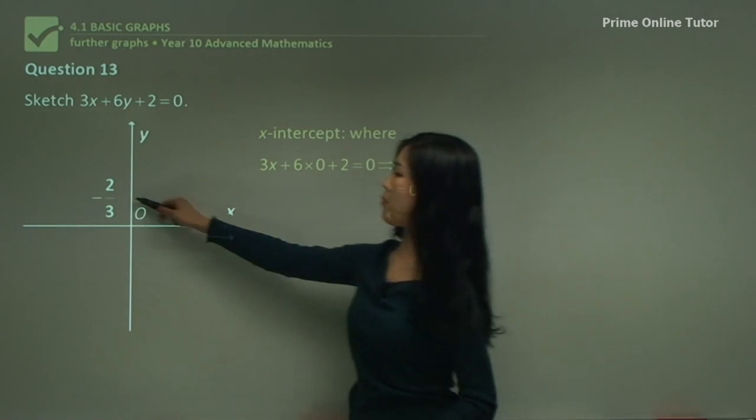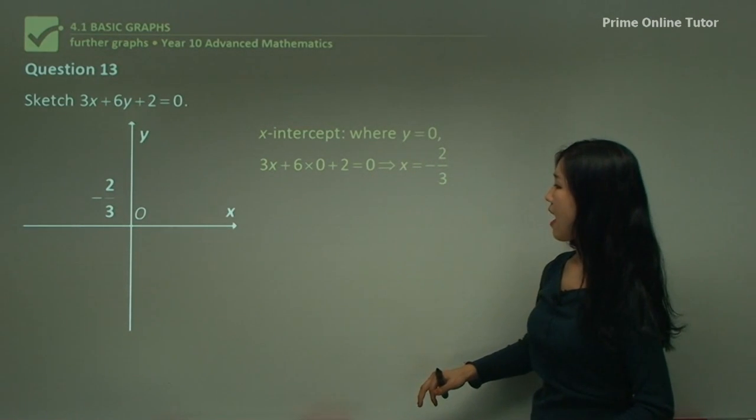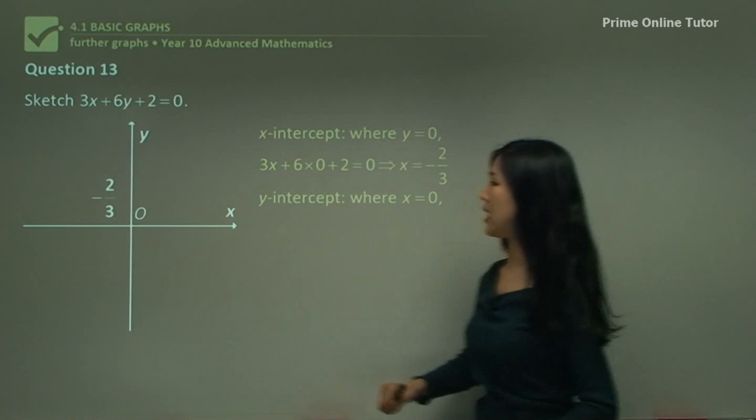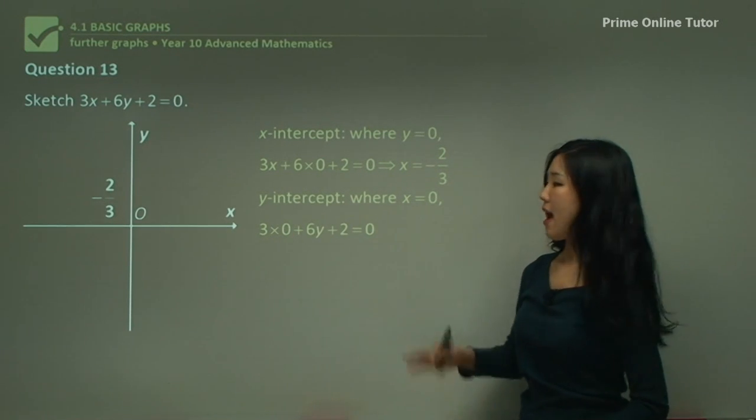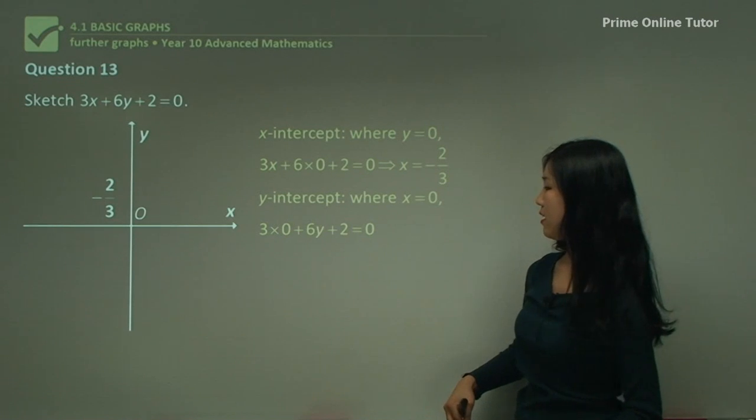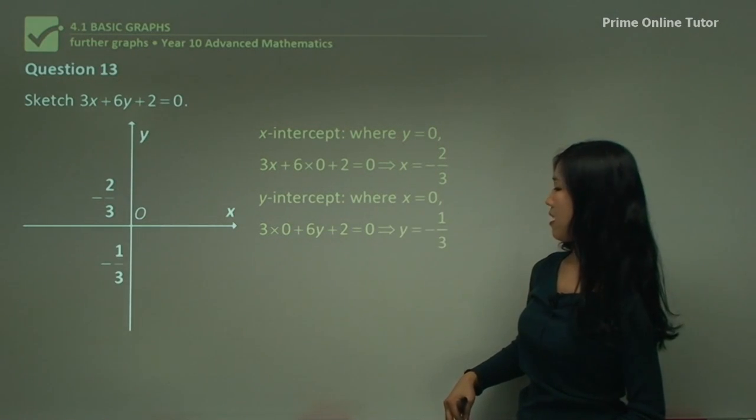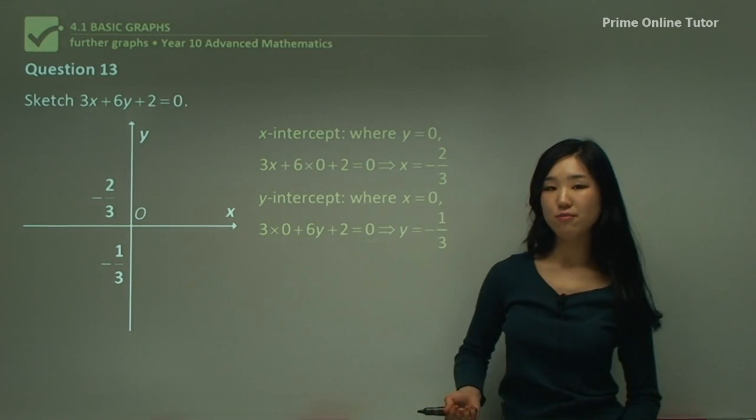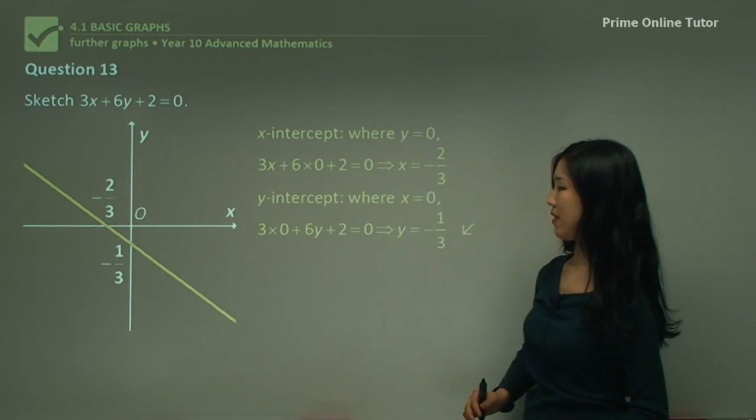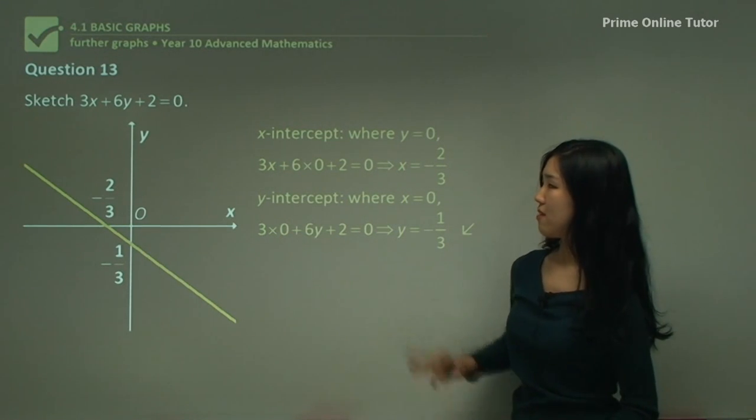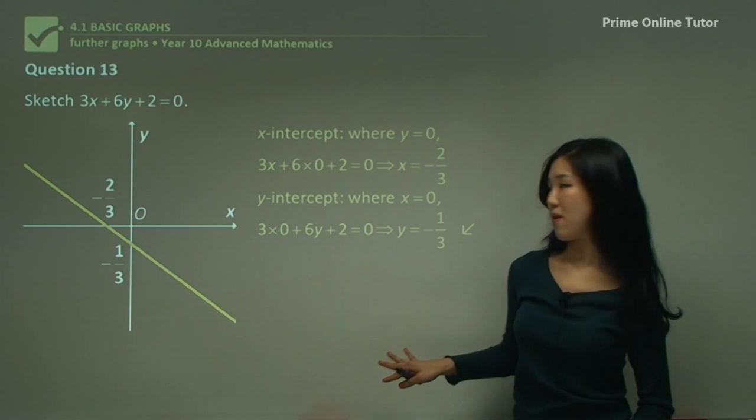Okay, so I plot that point for my x, and now find the y-intercept where x equals 0. So sub in x equals 0 to find your y-intercept, just like that. And then just solve for y, okay? And you can do that by yourself pretty easily. So I have negative 1 on 3. So I plot that point there, and then what do we do now? Simply join it. That's my last step, just like that. And that's the answer to this question. Okay, so that's question 13, all about finding x and y intercepts.